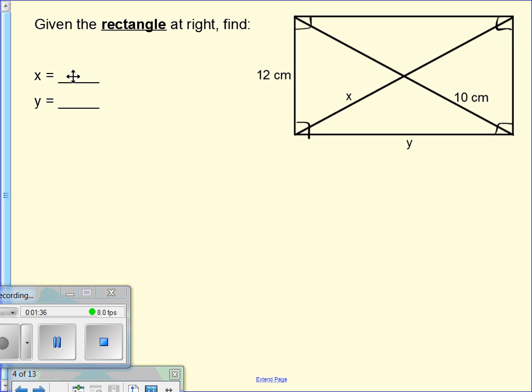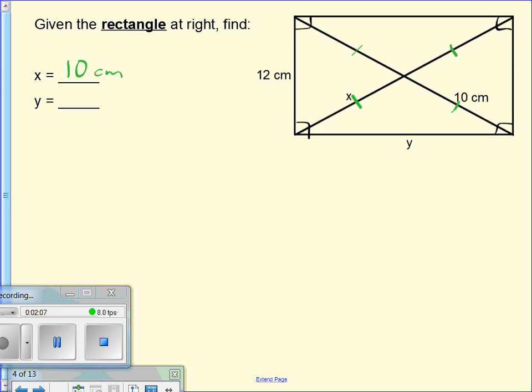Now let's apply those properties a little bit. Thinking back, what do I know and what can I prove? I've got this 10 centimeters here. I know from a parallelogram that the diagonals bisect each other, and from a rectangle that the diagonals are equal. So if this is 10 centimeters, so is that, so is this, so is this. Right away, knowing those properties tells me x is 10 centimeters.